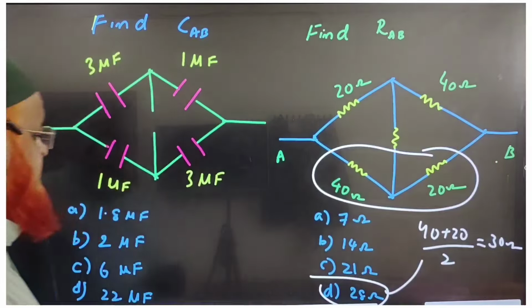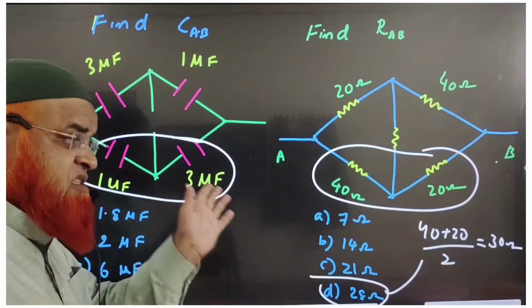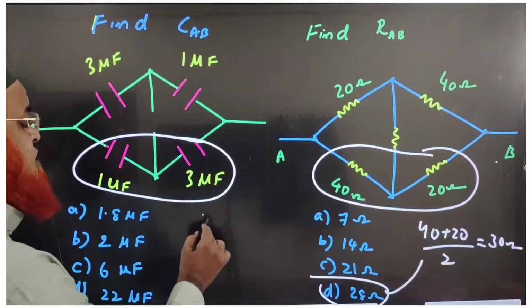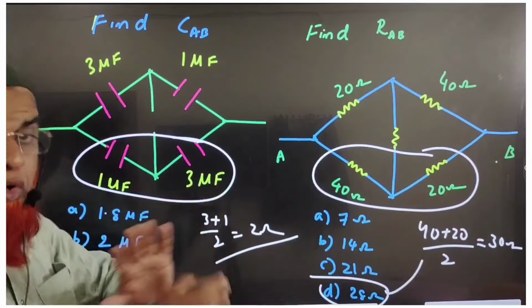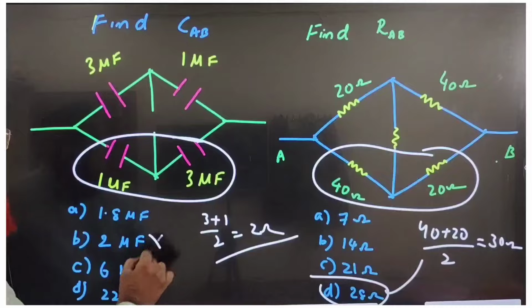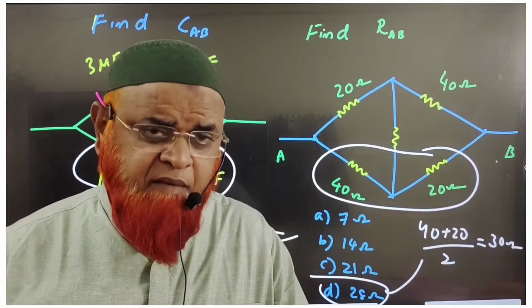Now, just here, here also, 3, 1 and 1, 3. It is also unbalanced, which is related to capacitors here. But in this case also, 3 plus 1 by 2 is nothing but 2. Select the option which is less than 2, not 2, less than 2 I said. So, this is wrong, this is wrong, this is wrong, this is correct. That's it. Simple logic. It will help you to save a lot of your time. Thank you.